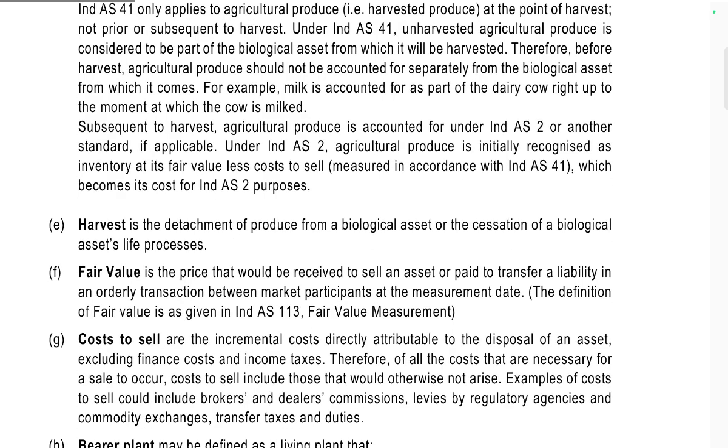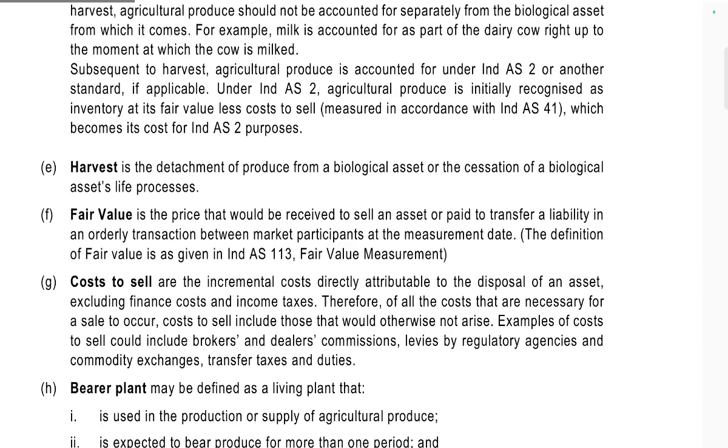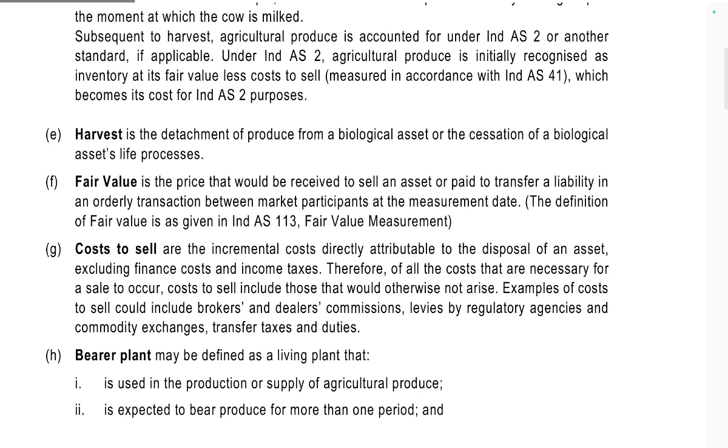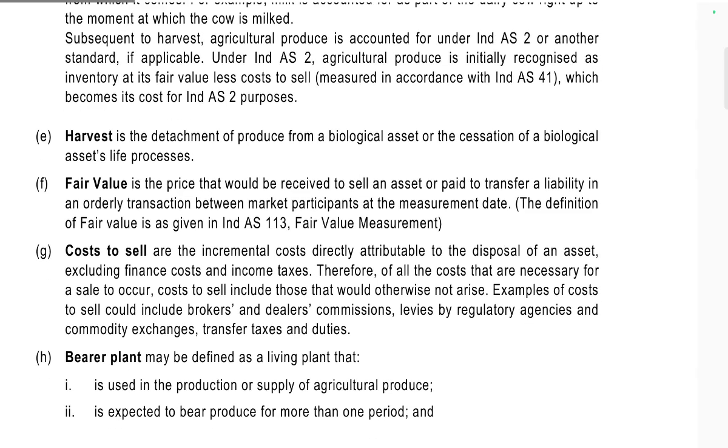The agricultural produce is then accounted for under Ind AS 2 or another standard applicable to it. Under Ind AS 2, agricultural produce is initially recognized as inventory at fair value less cost to sell, measured according to Ind AS 41, which will become the cost for Ind AS 2 purposes.